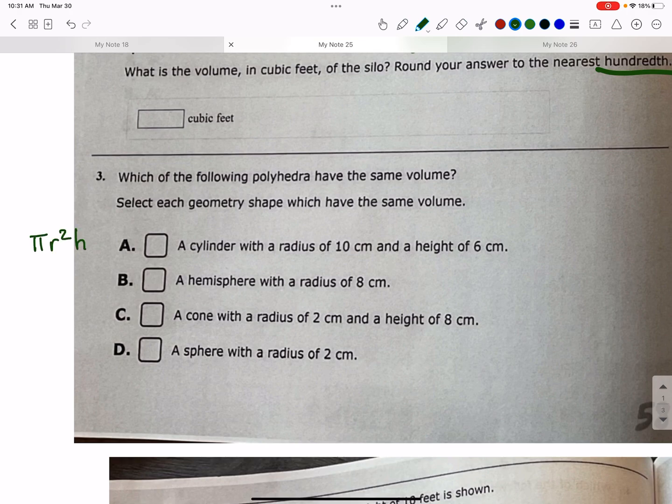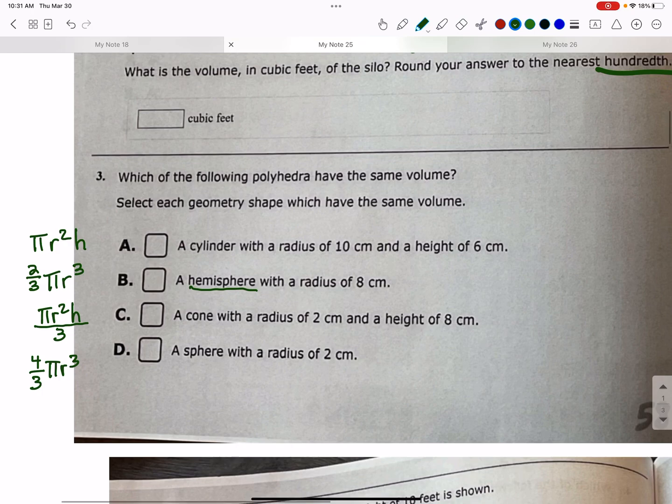A hemisphere is where I take a circle and make it 3D, but then it's usually 4/3, but since it's only half of a sphere, now it's 2/3 of that. A cone is where I take a circle, pi r squared, give it some height, and then crush the bottom. A sphere is take a circle, make it 3D, and put that stupid fraction in the front. So there's the 4 equations that we need.